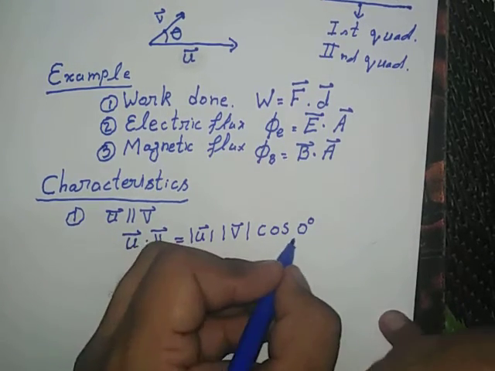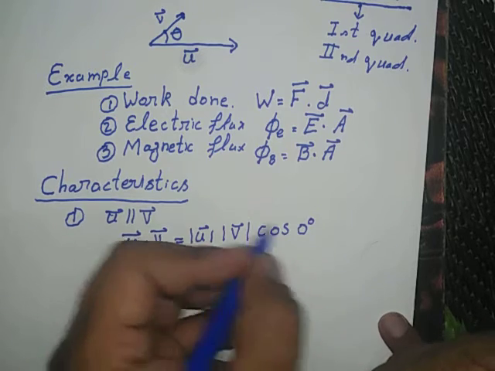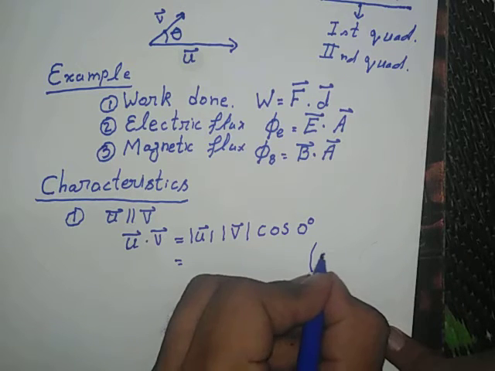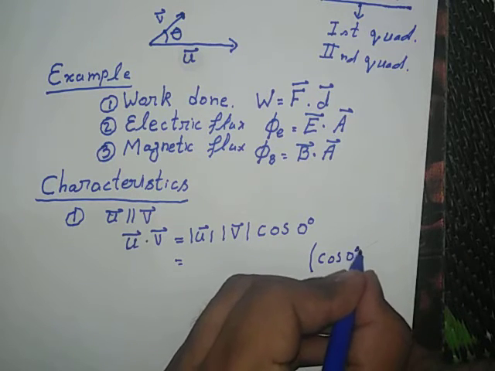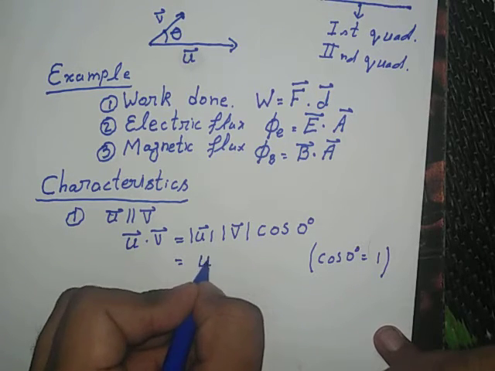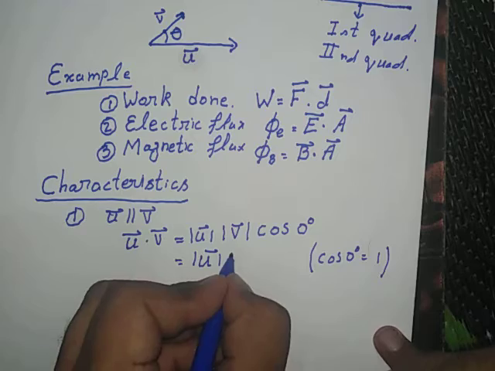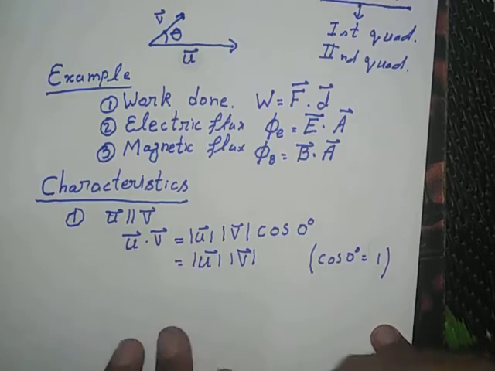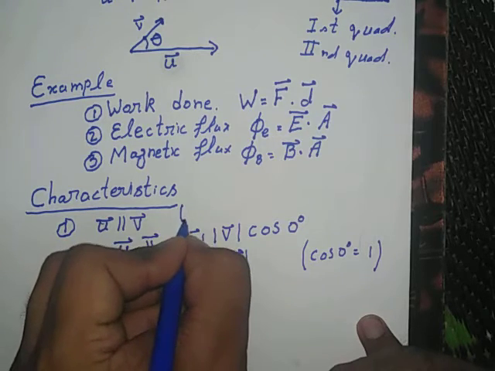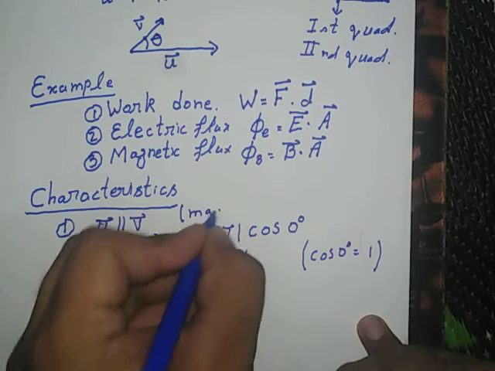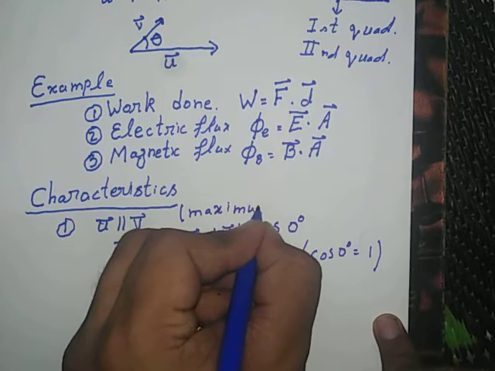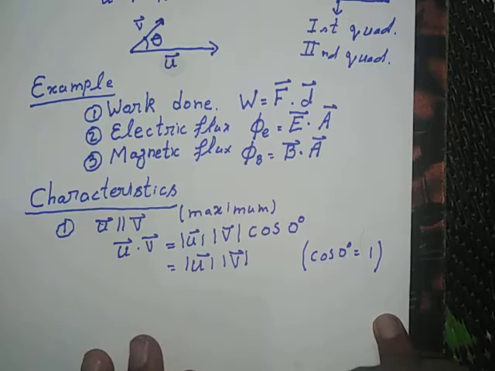Because the vectors are parallel, the angle between them is 0 degree. So cos 0 degree is equal to 1, and we have the magnitude of u times the magnitude of v. It means that it gives us the maximum value at 0 degree.